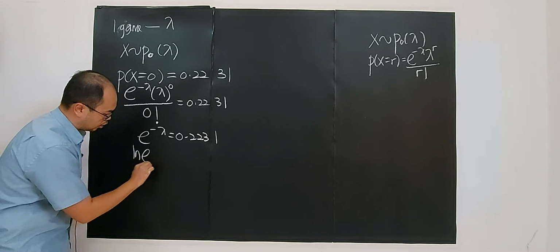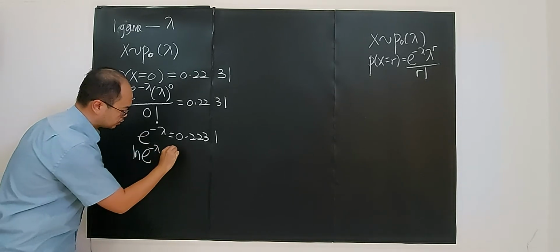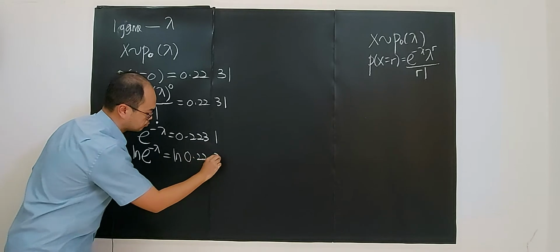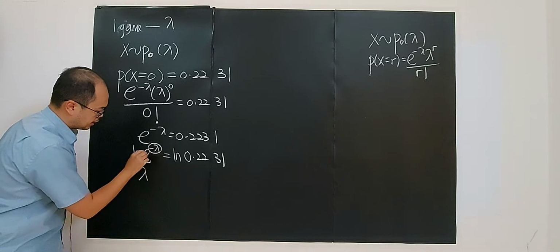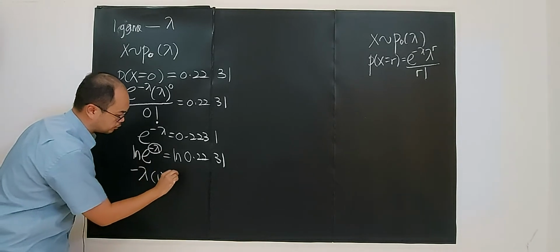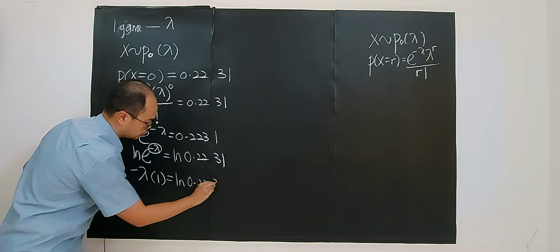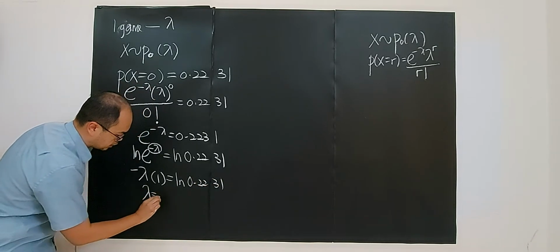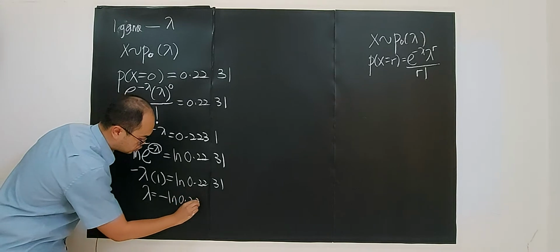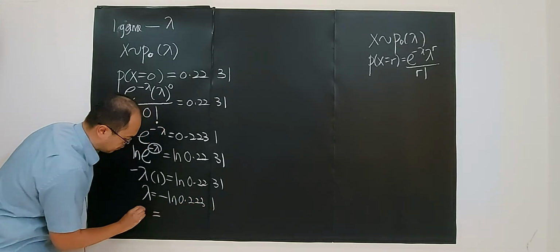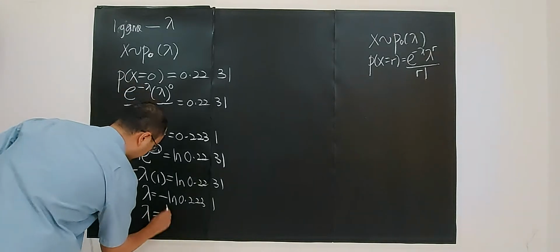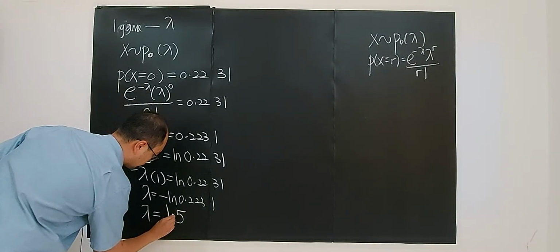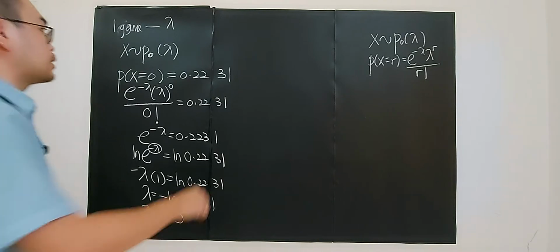We can take ln on both sides, as we have e here, so it is convenient to use ln. I bring the negative lambda to the front, and ln e gives 1, so we have ln 0.2231. So lambda will be the negative ln 0.2231. Evaluate using a calculator and give it to one decimal place, and you get the value of 1.5.